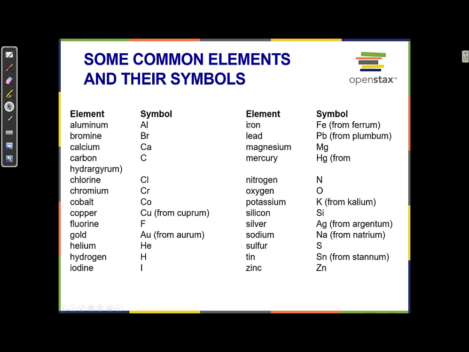Iron, its symbol is different than its English name because it came from ferrum. Lead is actually plumbum. Potassium is kalium. Silver is actually argentum. Sodium is natrium. Tin is stannum. So whenever the element's name and its chemical symbol don't match, that's because the chemical symbol was generally derived from Latin names.